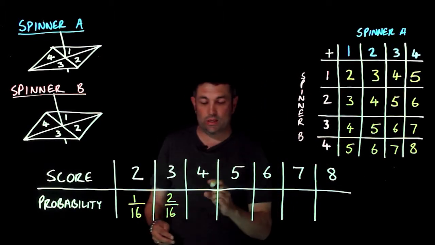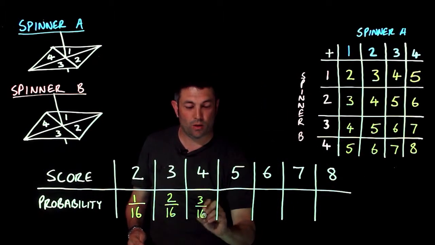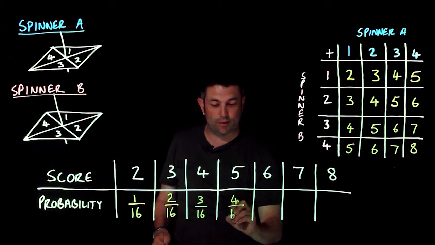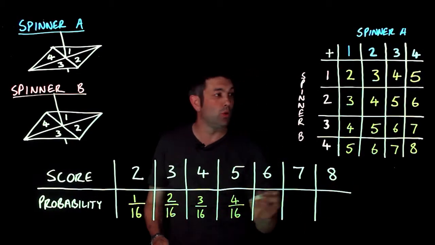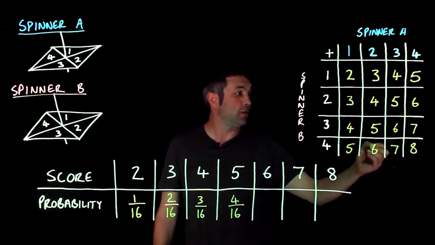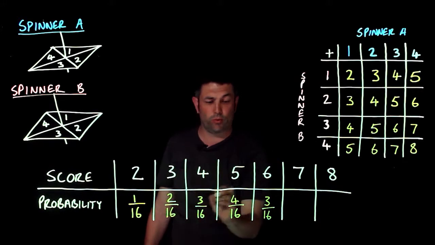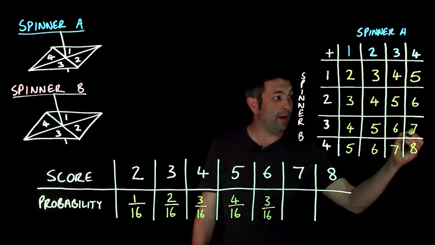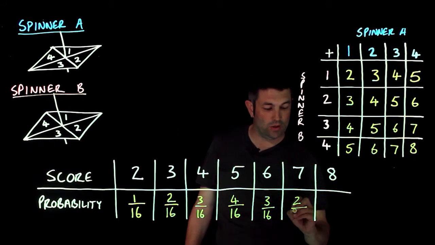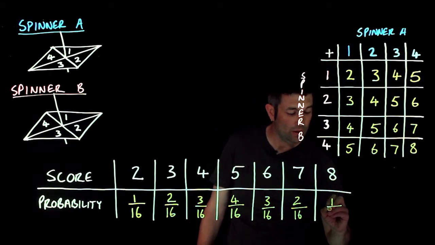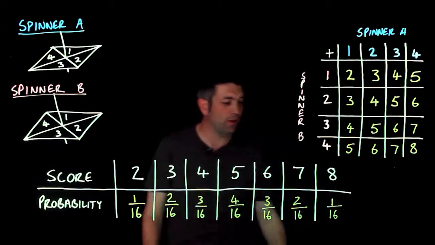4, we've got 3/16. 5, 1 2 3 4/16. Again, don't be tempted to simplify that down to a quarter. 6 is 1 2 3/16, and you're probably noticing a pattern. 1 2 3 4 3. Let's just check. Two 7's in there, so 2/16 and 1 8, 1 8, so that's 1/16 there.